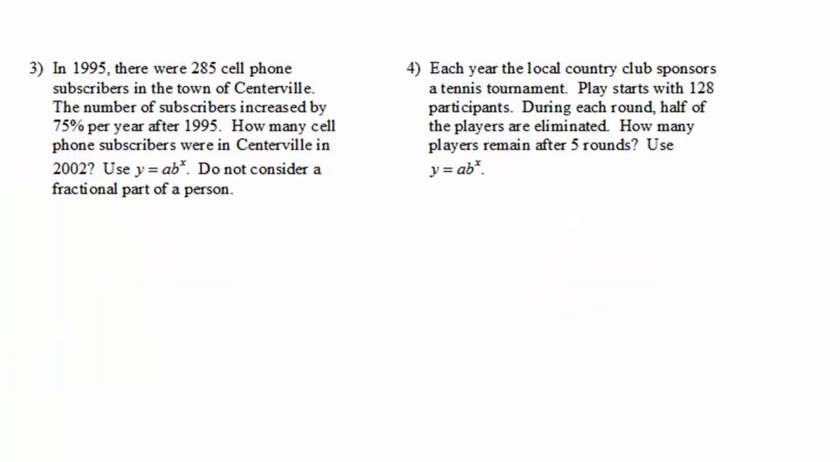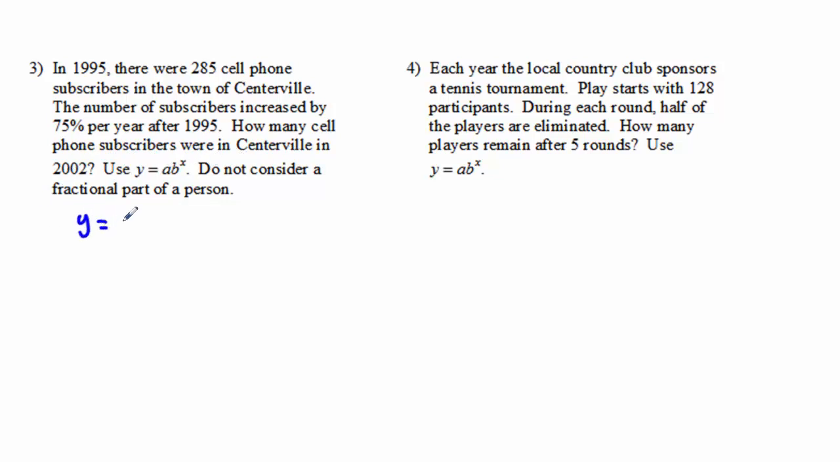Number 3, this is a word problem, but don't freak out about it. It's not so bad. In 1995, there were 285 cell phone subscribers in the town of Centerville. The number of subscribers increased by 75% per year after 1995. How many cell phone subscribers were in Centerville in 2002? Use y equals ab to the x. Do not consider a fractional part of a person.